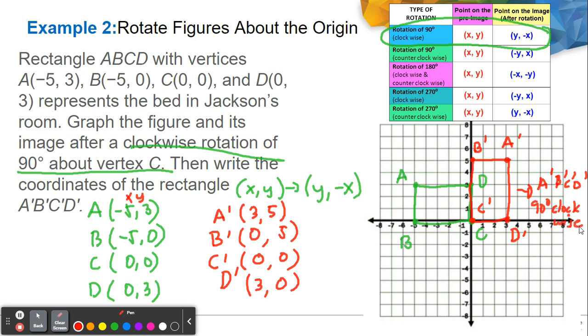As you can see, it's a 90-degree clockwise rotation. It's going here, the way the clock goes. I hope you complete your notes. For the next one, we're going to proceed to our example number 3.